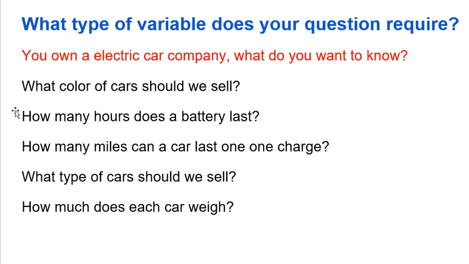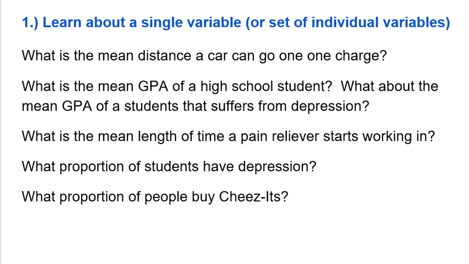How much does each car weigh? Well, that car weighs 1,500 pounds. That car weighs 700 pounds. That car weighs 1,300 pounds. Again, those are numbers. You could measure it with a scale. Guess what? That's going to be quantitative. So when you ask these questions, you've got to consider what type of variable you are asking for.